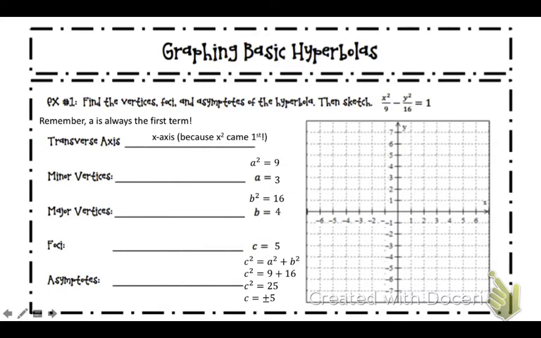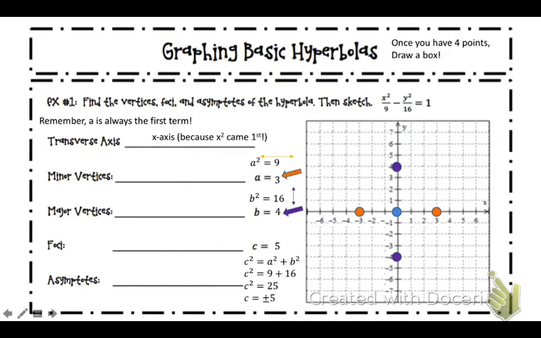That's 5. Okay, let's draw our center. Now, my A is 3. And my transverse axis is the x-axis. So I'm going to go out 3. That's left and right. So I'm going to go 3 to the left, or 3 to the right. Now my B is 4, and that's up and down because it's just the opposite of what my other one was. So I'm going to go up 4 and down 4.